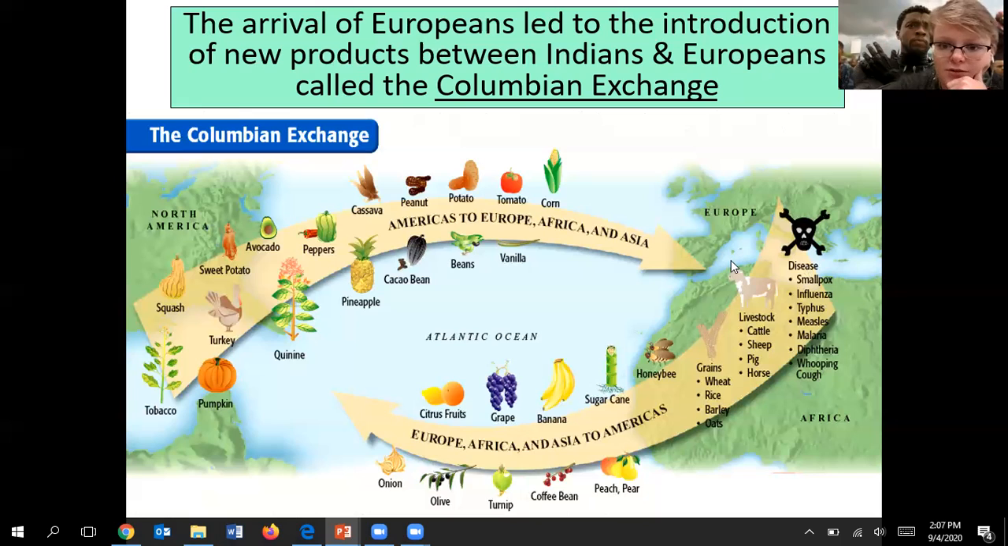You're also going to have livestock, cattle, sheep, pigs, horses, all brought over for the first time and introduced. You have grains, honeybees, sugarcane. Sugarcane is going to go down to South America, and it's going to be huge. Bananas are as well. Peaches and pears, onions, olives, turnips, all of that. You are also going to have what's going to end up being called triangular trade.